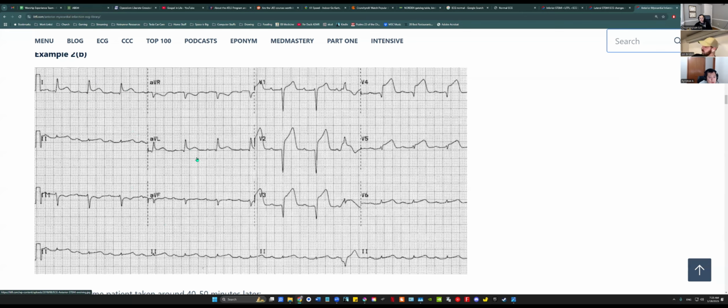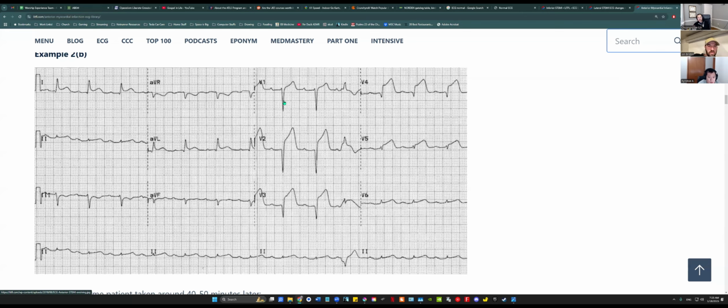With AVR, would that be reciprocal changes too there? Yeah. This is such a nasty anterior one that the AVR is also starting to dip. Good eye, Rynston. Nice catch.